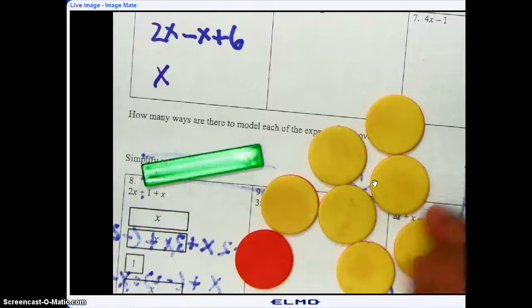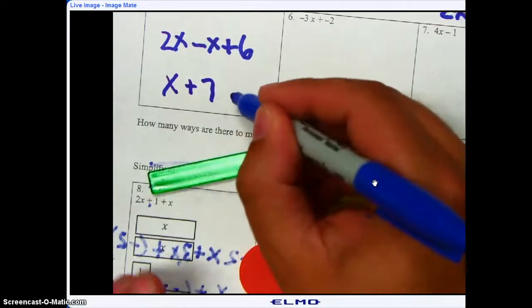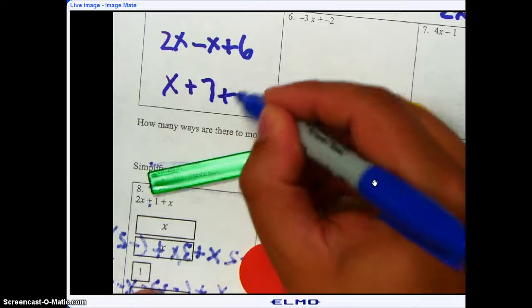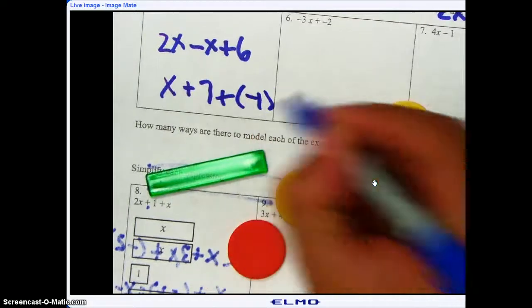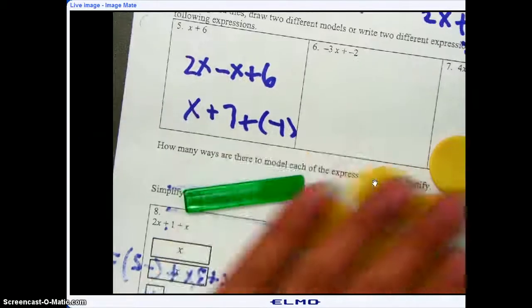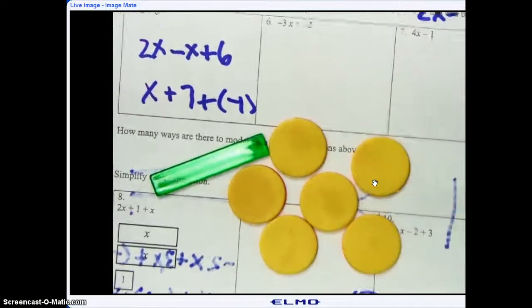Well, actually, no, I added an extra one. So plus 7, and then how many negatives? 1. So I could put minus 1 or plus, what would it be? Negative 1. And then when I get rid of my 0 pair, do I have the original expression there? X plus 6, yeah.